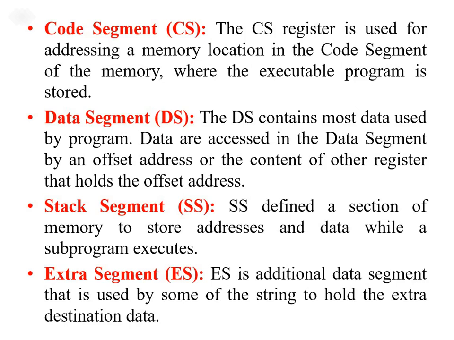In this stack segment, we define a section of memory to store addresses and data while a subprogram executes. Suppose there are some functions present in your assembly code. These functions are known as subprograms, right? After executing that function, we should jump back to the main program. So the address where it started and where it ended should be stored in the stack segment, right?